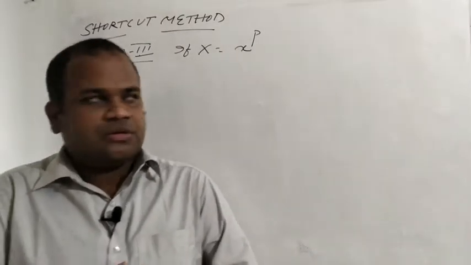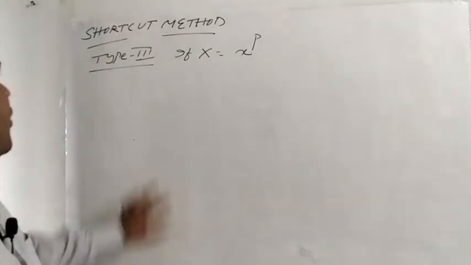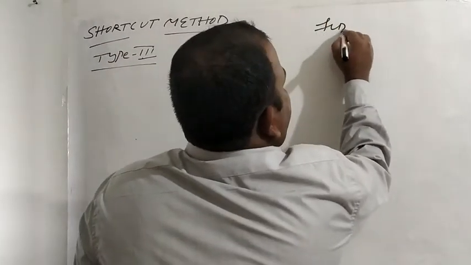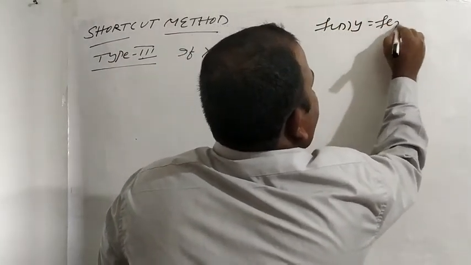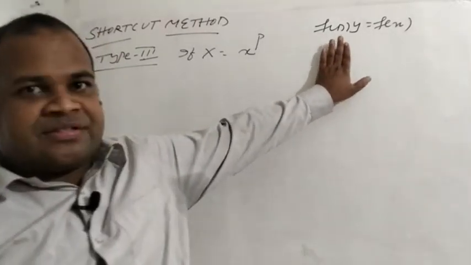Today we will discuss type 3 of the shortcut method. Okay, what is type 3? We know that f(D)y = f(x). This is the general form of the linear differential equation.